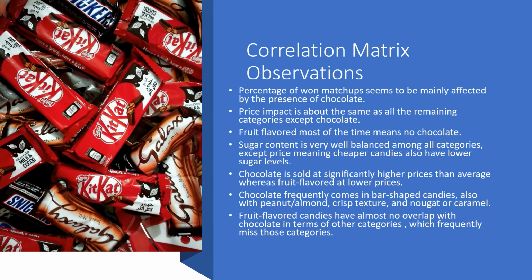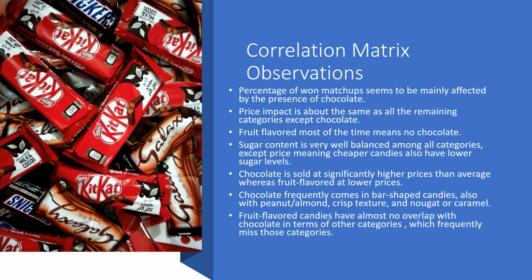Here are some of our observations from the correlation matrix. The percentage of wins in matchups seems to be mainly affected by the presence of chocolate. Price impact is about the same as all the remaining categories except chocolate. Fruit flavored most of the time means no chocolate. Sugar content is very well balanced among all categories except price, which means cheaper candies also have lower sugar levels.